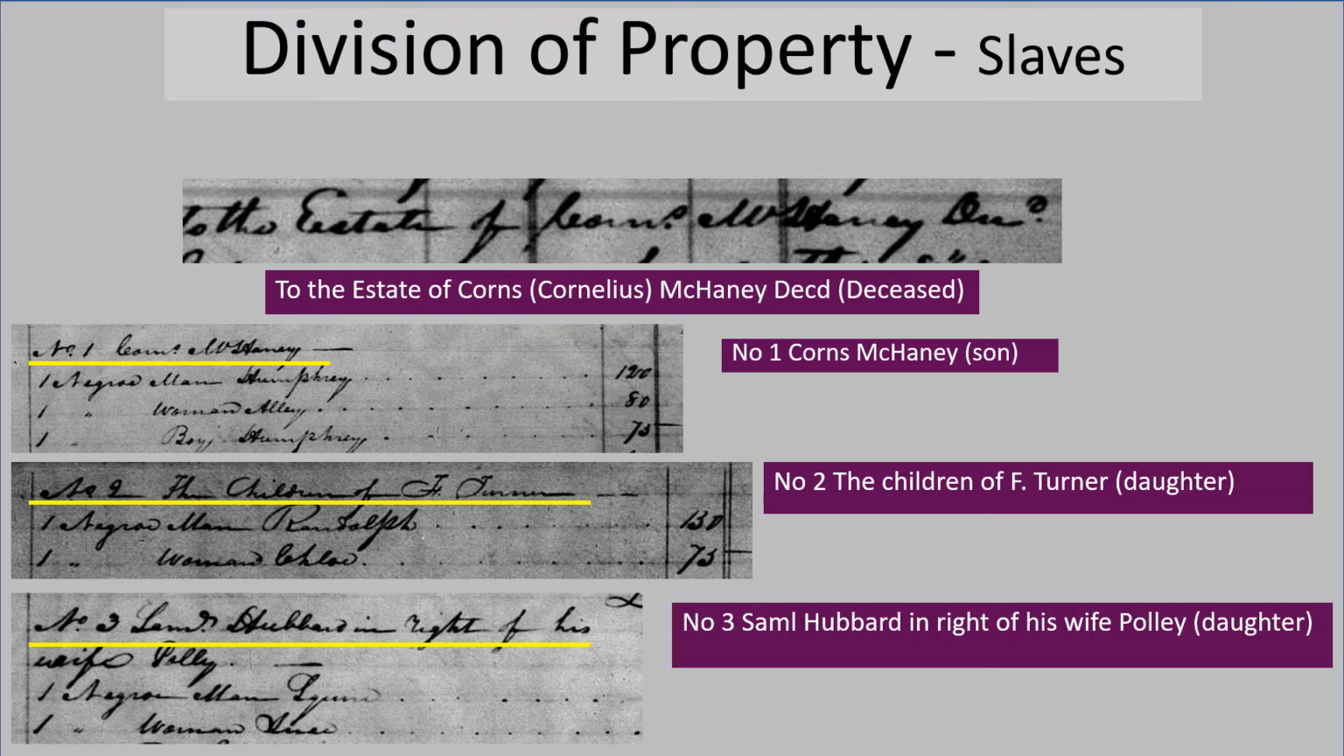The record continues on and gives a listing of each of his children and the slaves they are to receive. Because of space and time, I will just list these 3 children, but you get the idea of what we find in this division of properties.